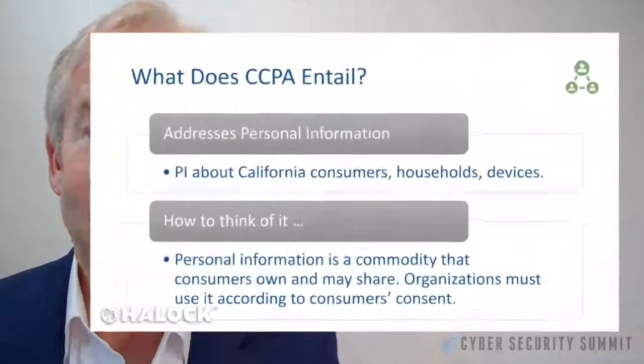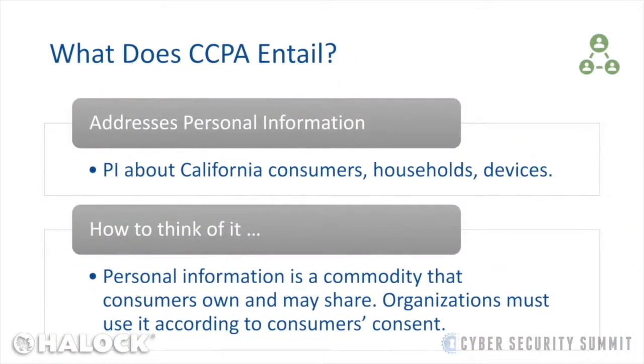Well, what does CCPA entail? Well, it controls and protects the personal information about California consumers, consumer households, and the devices that they use. Here's how to think of it, because CCPA is a new type of privacy requirement in the US. Think about personal information as a commodity that consumers own. They may choose to share it, but if they share it with an organization, that organization must use it according to the consumer's consent, and they must be accountable to that.